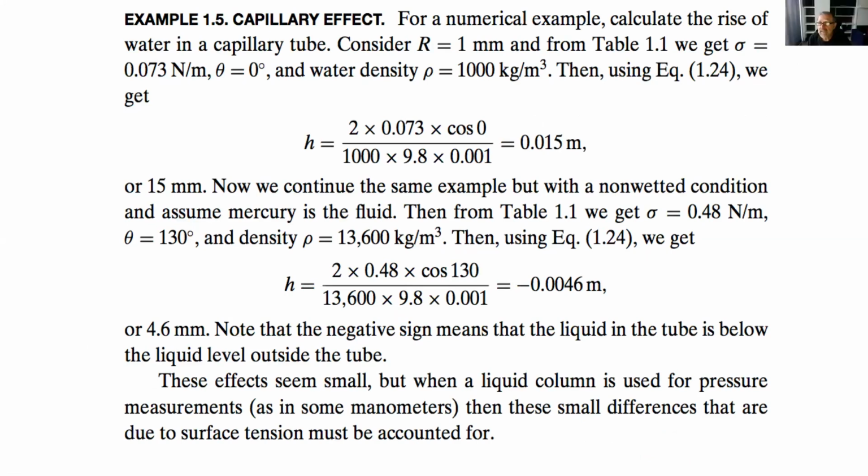Some people say that's how the trees suck the water from the ground. So what will it be? 2 times sigma times cosine 0, which is 1, over the density of water, 1000, times g, and then the radius. What did I say? I was afraid I said the diameter. The radius is 0.1, so the diameter is actually 2 millimeters. And that's going to be 1.5 centimeter, a tiny bit, about 3/4 inch. Okay, how about that?